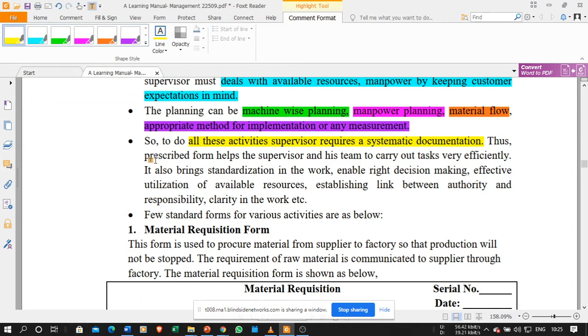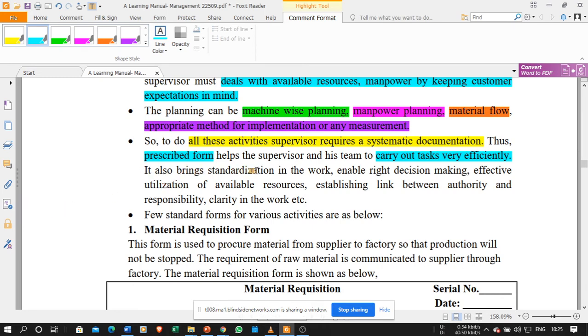Okay, thus the prescribed form helps the supervisor and his team to carry out the task effectively. So what is required there? You just have to use the prescribed form. If there is a prescribed form, then it is quite easy for him to know what he has to do and how to carry out the task in an efficient manner.